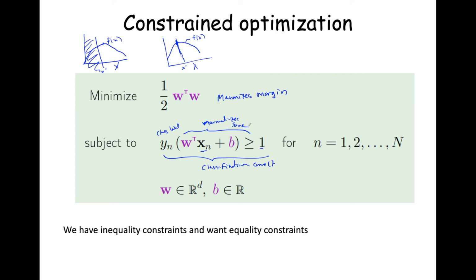And so next time, when we meet on Tuesday, we will look at some very powerful methods, Lagrangian optimization, to find the equivalent optimization problem with an equality constraint rather than this inequality constraint.